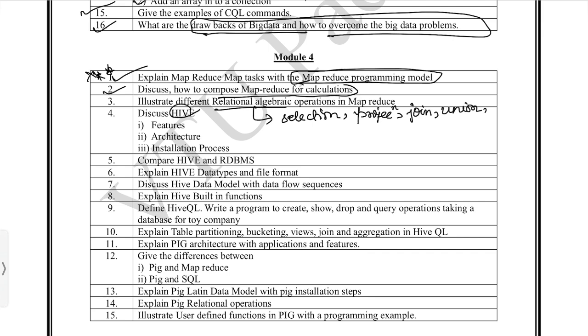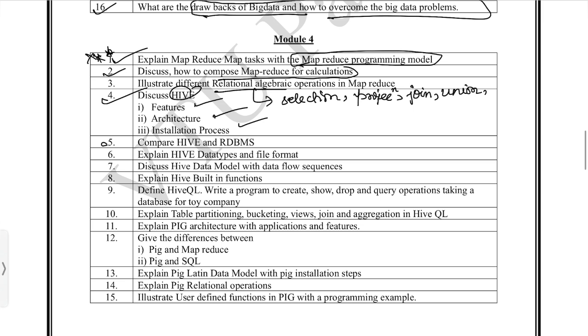Okay. Now in Hive, describe the features, architecture, installation process. You will describe what Hive is. Next is compare Hive and RDBMS. Again, differentiate between them. Explain the different Hive data types, already mentioned. Discuss the Hive data model with data flow sequences, how it is flowing from one block to another.